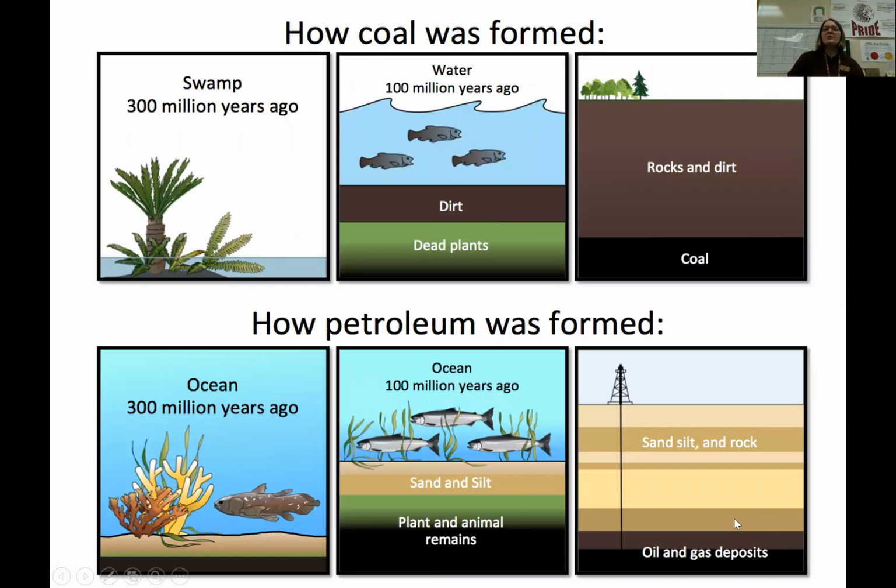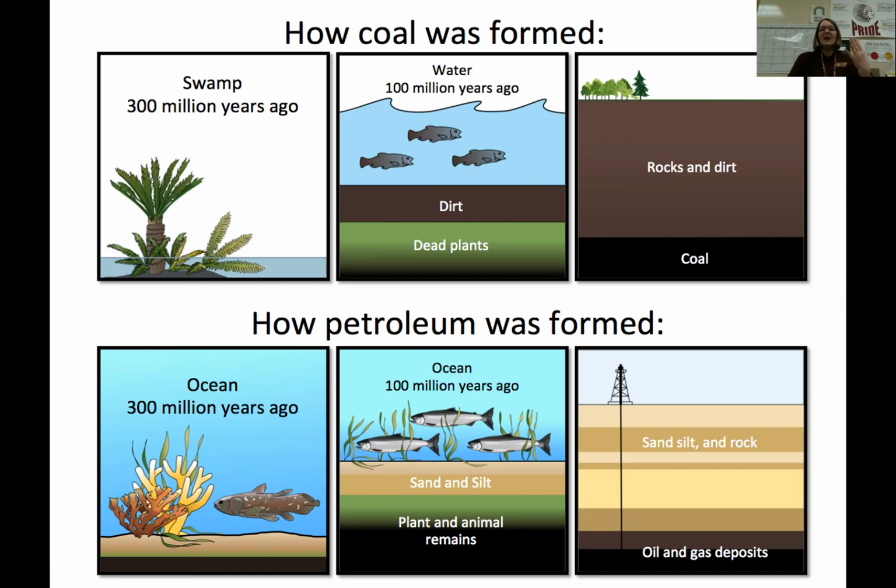So how do our fossil fuels get created? The first one up here says, how is coal created? Well, you had your swamps, and you have water and dirt and plants. You have layers that started forming. And what happens is you have things die.